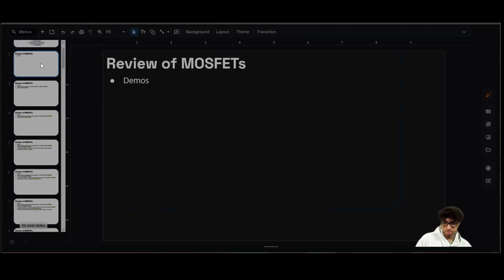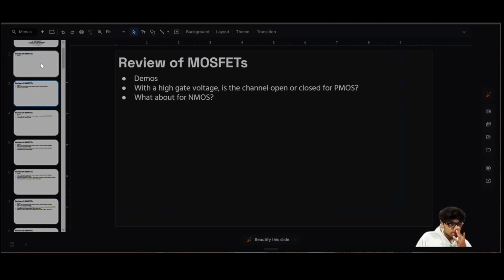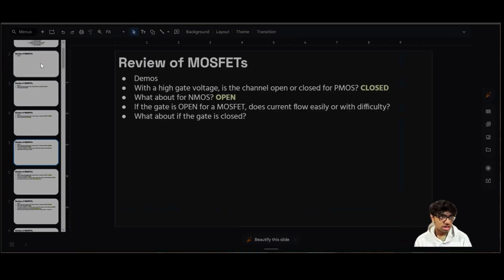So just quickly, these review questions so we're all clear. With a high gate voltage, is the channel open or closed for a PMOS or an NMOS? High gate voltage closes a PMOS and it opens an NMOS. If the gate is open for a MOSFET, does current flow or does it not flow? Pretty easy. If the gate is open, current can flow. If the gate is closed, current cannot flow.